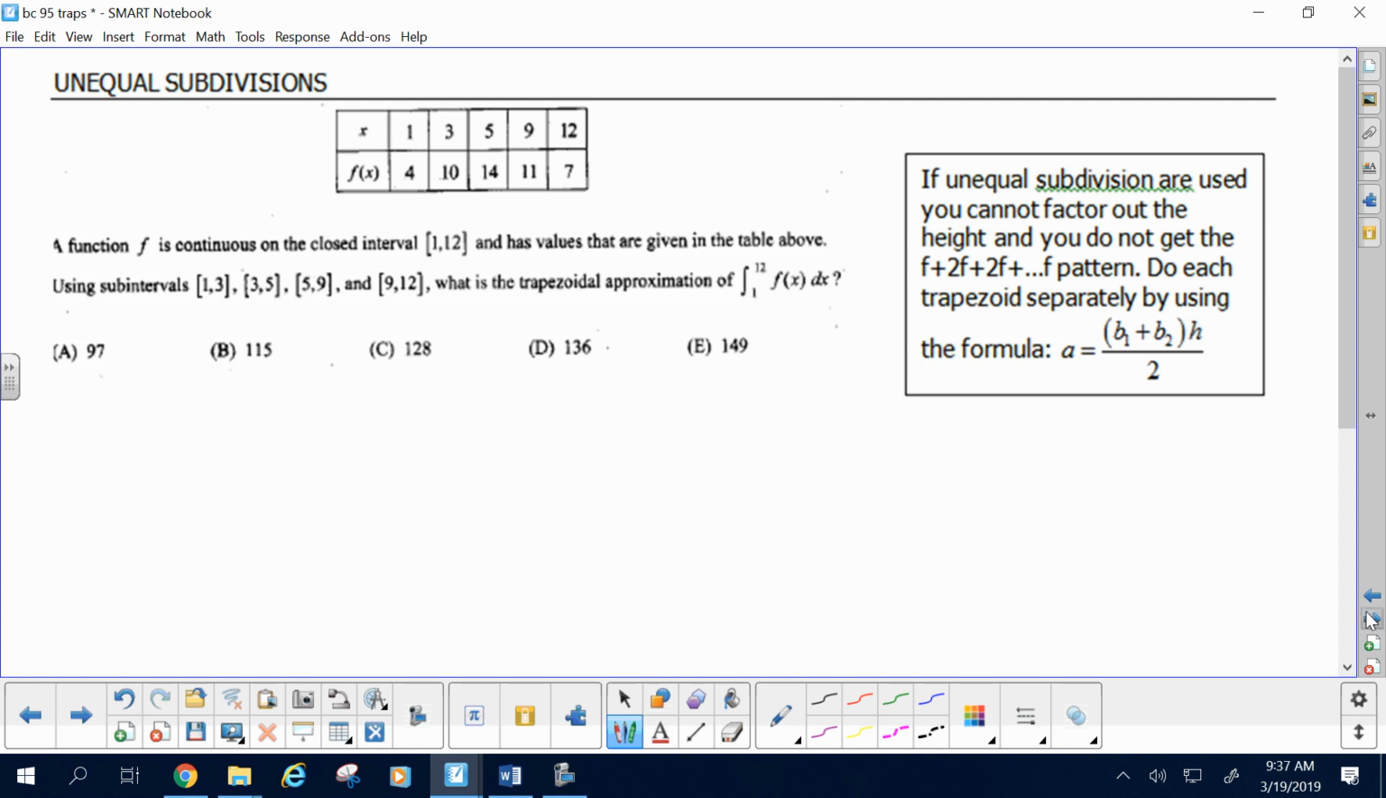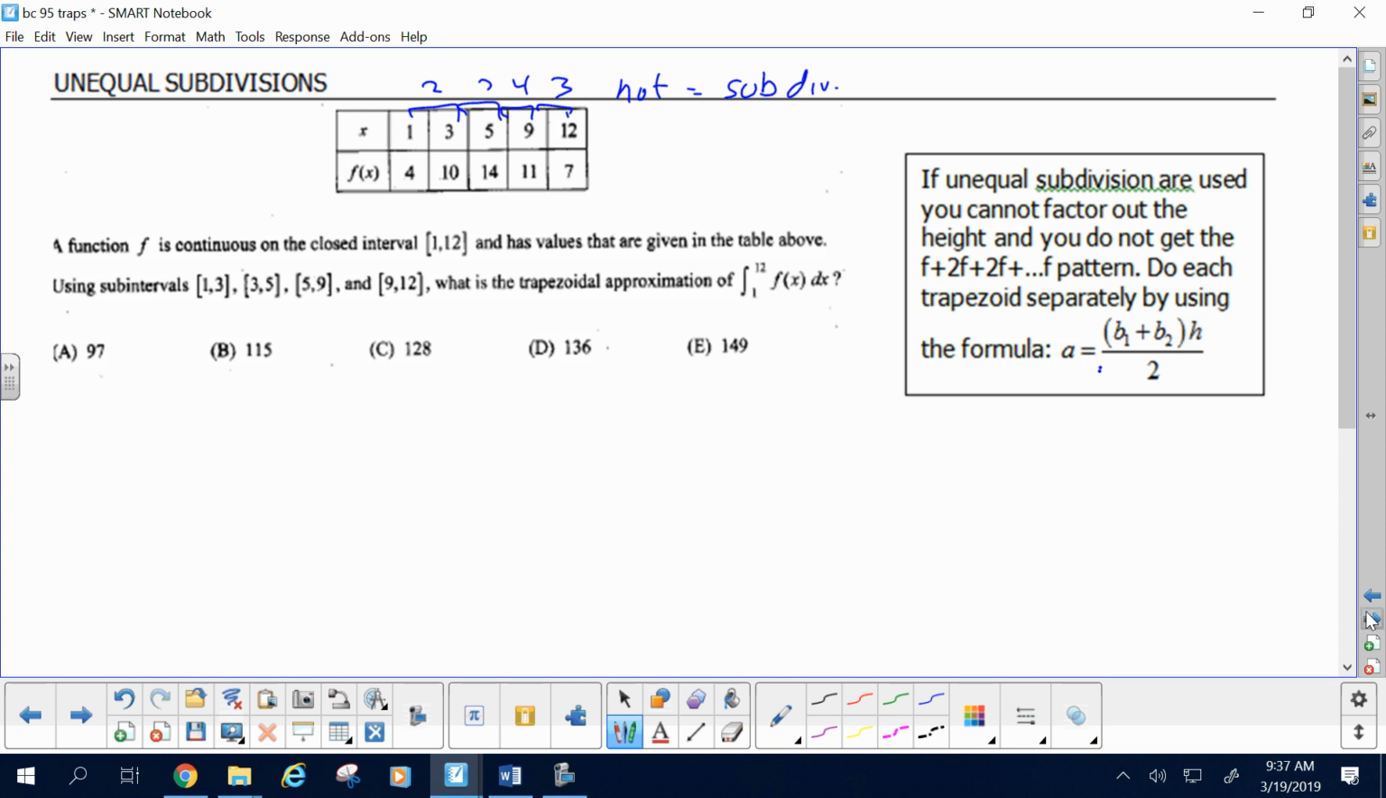And they would be unequal trapezoids. You with me? All right. Sometimes you're also given data that's not collected in equal subintervals. Here, for example, you can see that one interval is 2, then this is 2, but then this jumps by 4, and this is by 3. So these are not equal subdivisions.